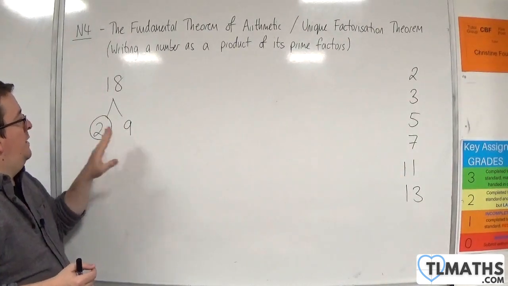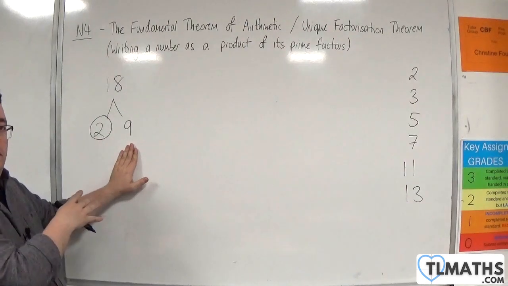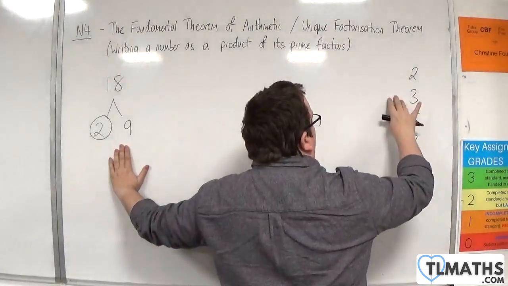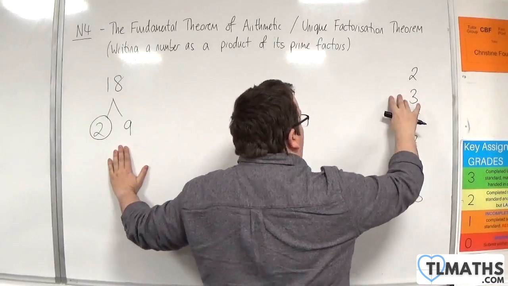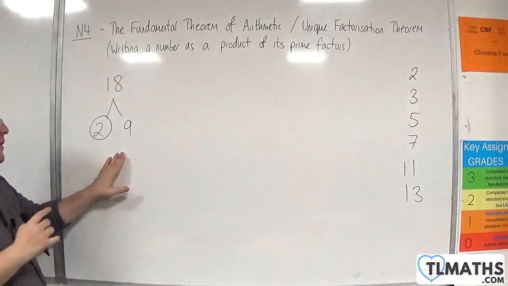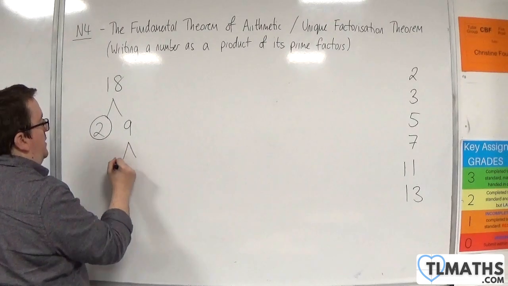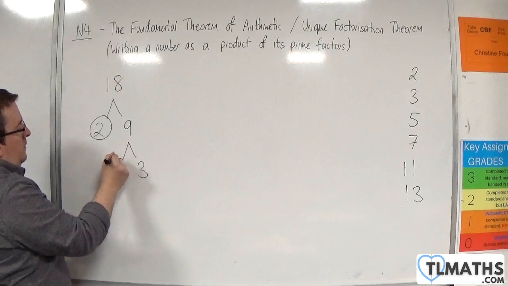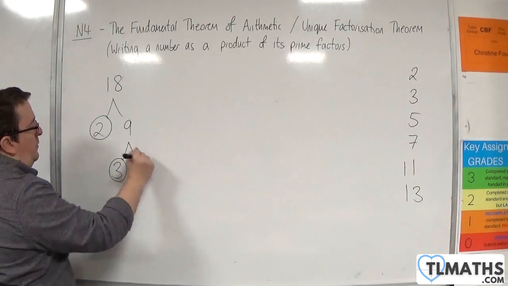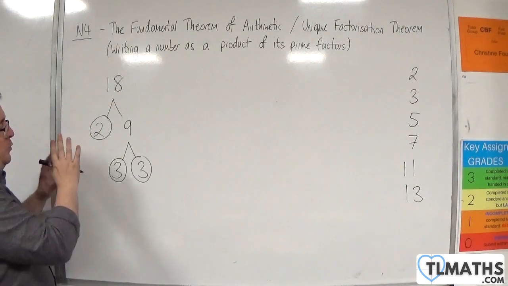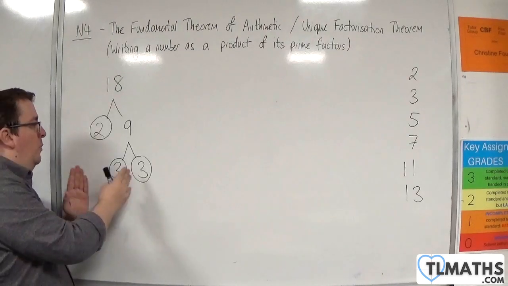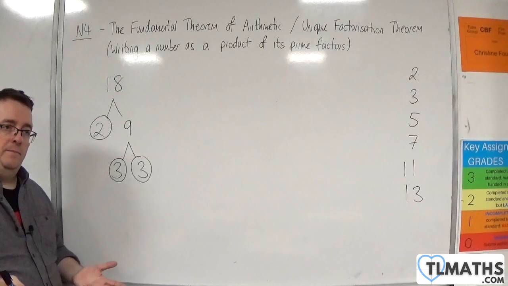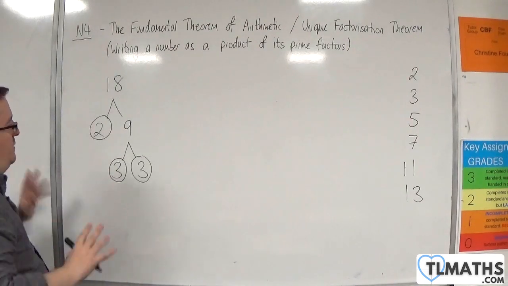So I go, okay, now does 2 go into 9? No, it doesn't. So 2's off, I go down the list. Does 3 go into 9? Oh, yes, it does. It goes in 3 times. So 3 times 3 makes 9. Circle your prime numbers. Well, both of those are prime. And once you've got all of your numbers circled, then you are done. I don't need to go any further.